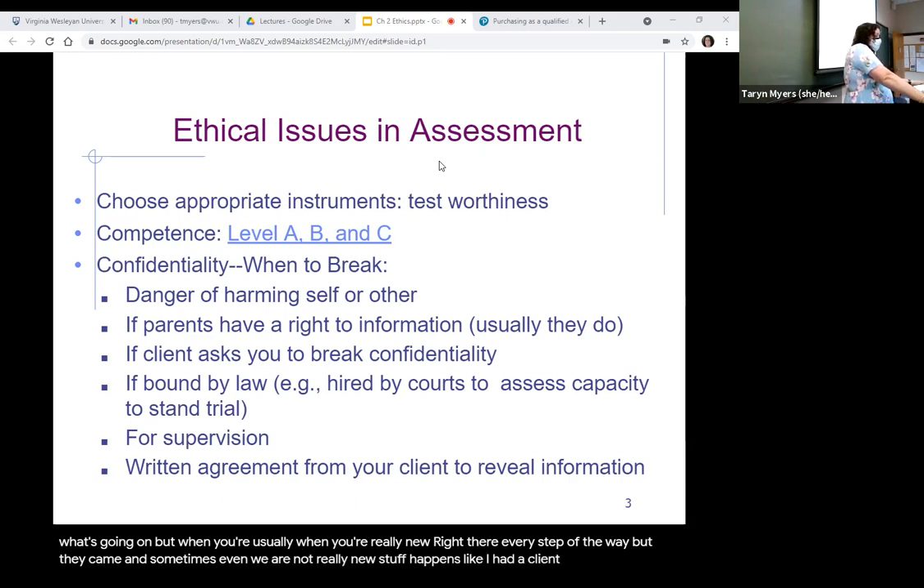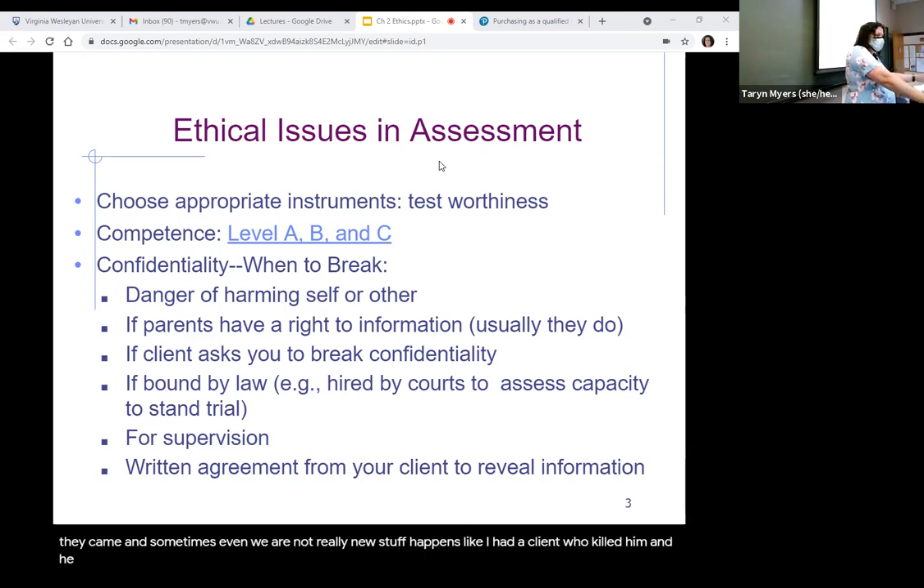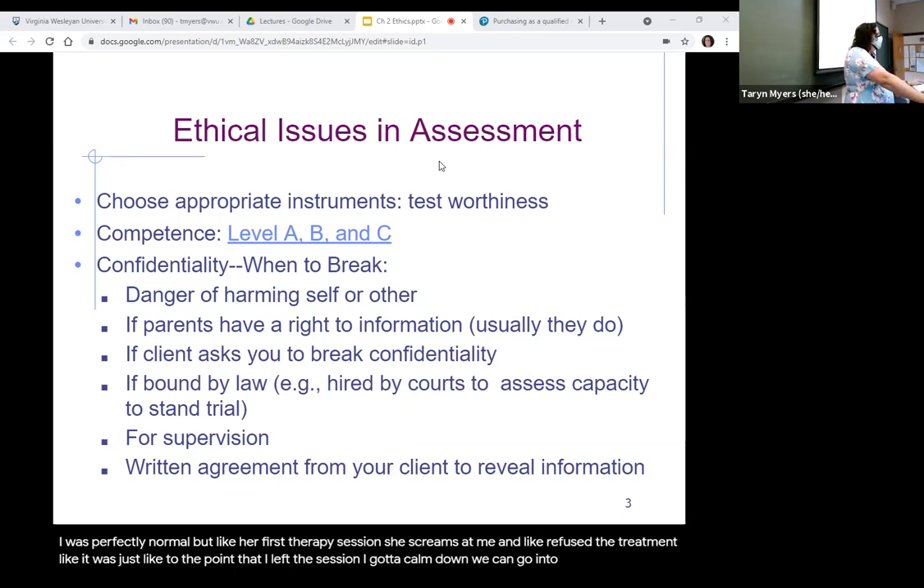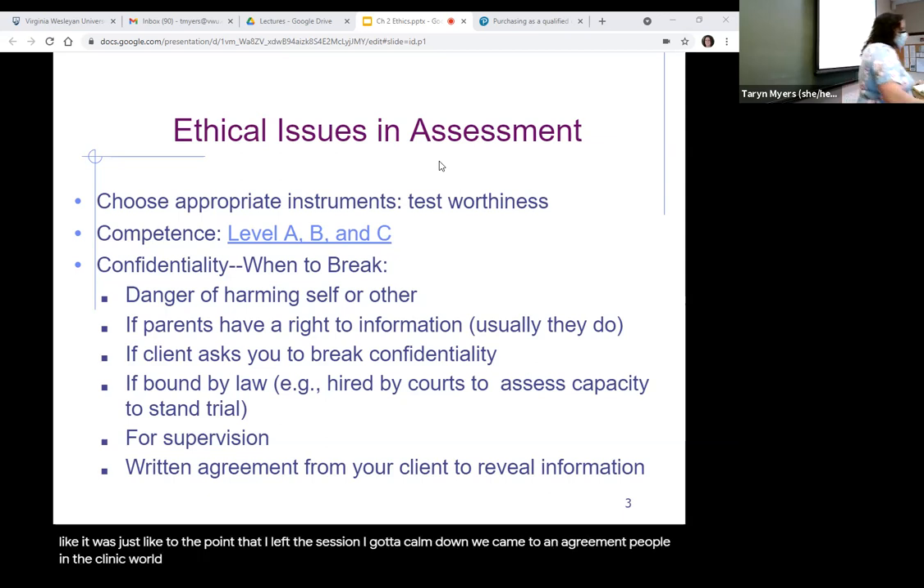Like I had a client whose MMPI was perfectly normal, but in her first therapy session, she screamed at me and refused the treatment. It was to the point that when I left the session, I got her calmed down, we came to an agreement. People in the clinic were like, "Are you okay?" We used noise canceling machines, so you usually couldn't hear what other people were saying, right?